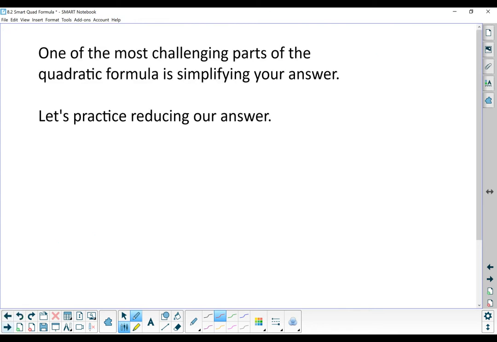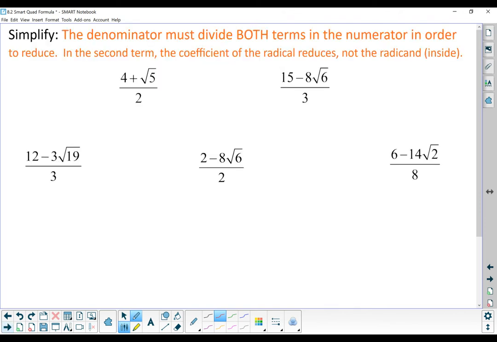One of the most challenging parts of the quadratic formula is simplifying your answers. So I just have a bunch of answers that we're going to try to reduce, if possible. Some of them are not possible to reduce. So if you are trying to simplify your fraction here, the denominator must divide both of the terms in the numerator in order for that fraction to reduce. In the second term, it's the coefficient of the radical that you can reduce, not the radicand. We don't reduce the inside of the root. We only can reduce the coefficient of the root.